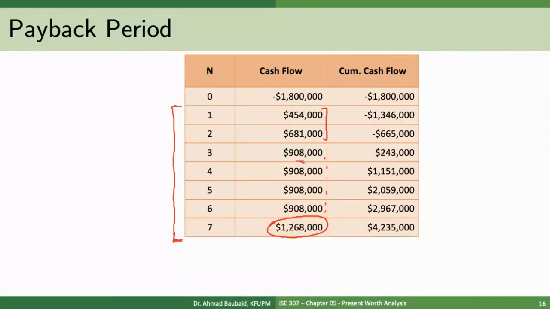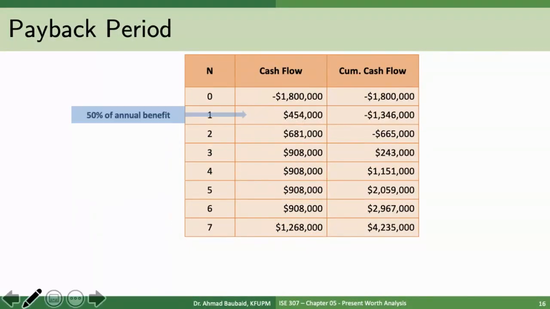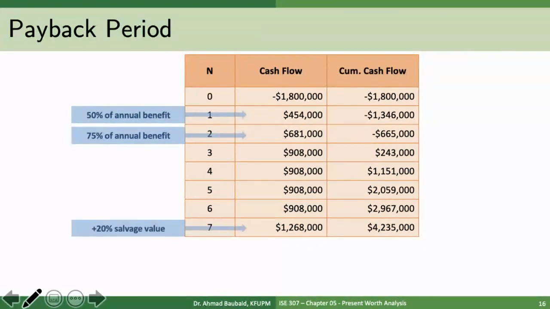So we computed the savings to be 908,000, which you see here. In the first 2 years, you will realize maybe 50% of this 908,000 value, and then 75%. These are typically what they assume. That's why these are less than the other ones. And this one is more because we have a salvage value. So here you get 50% of the annual benefit because you're still getting used to the technology. Here it rises a little bit, but you still haven't realized the full potential, so you get 75%. And then at the end, you get the 20% salvage value.